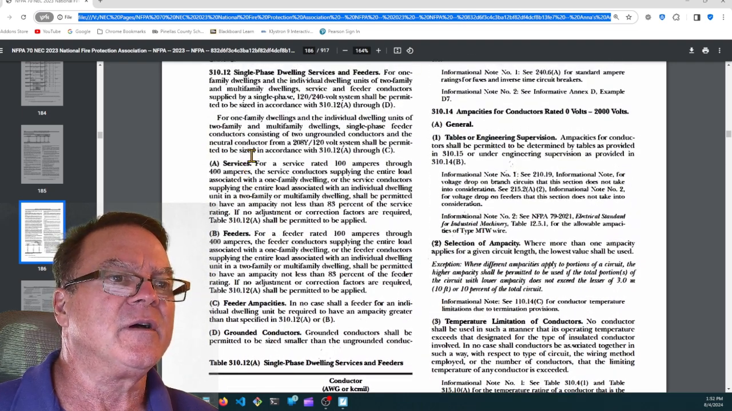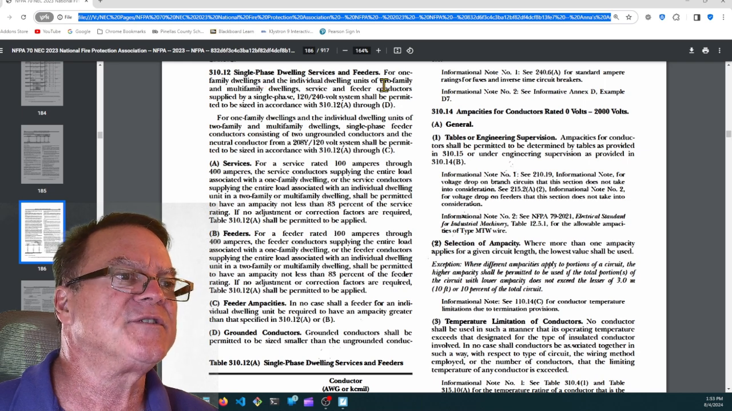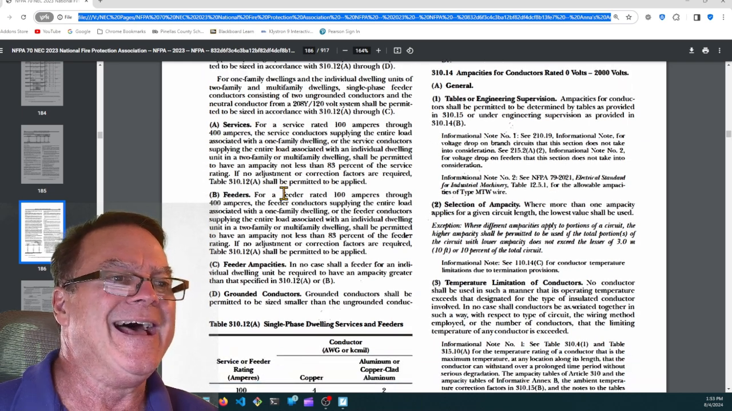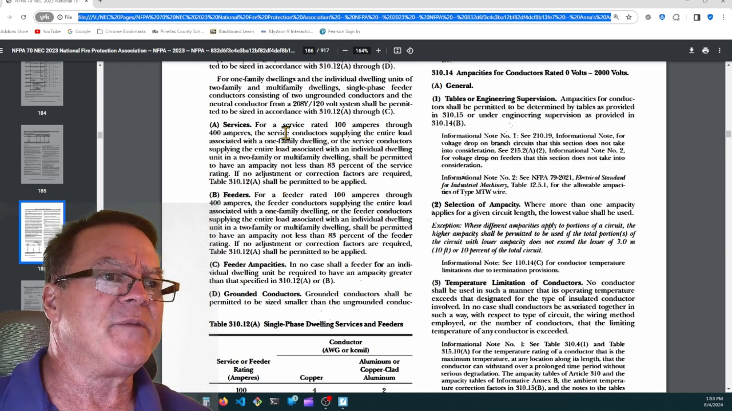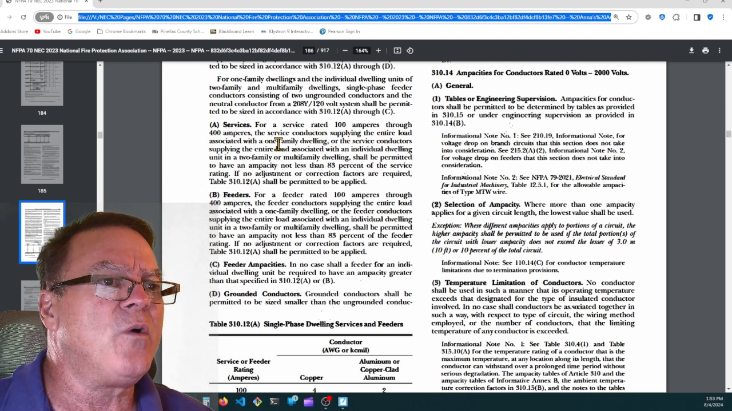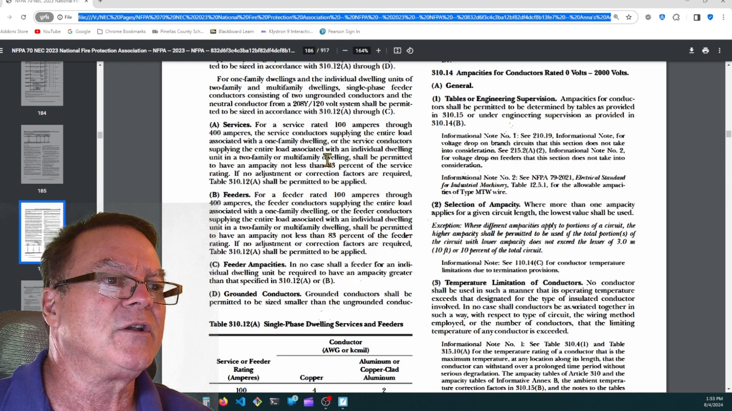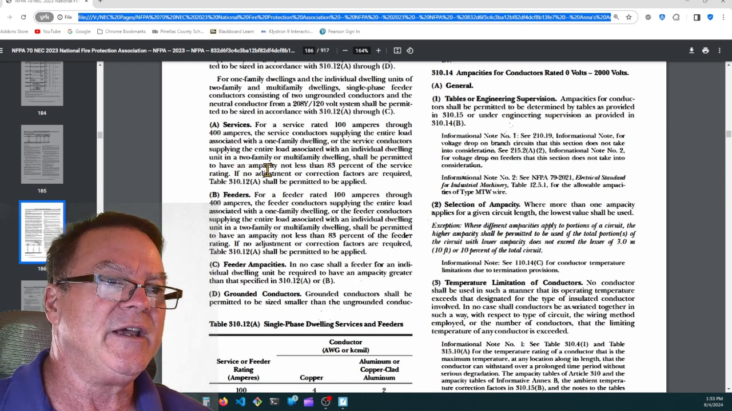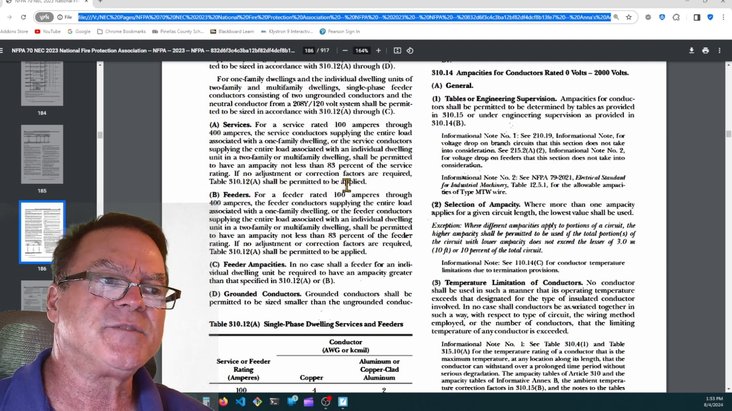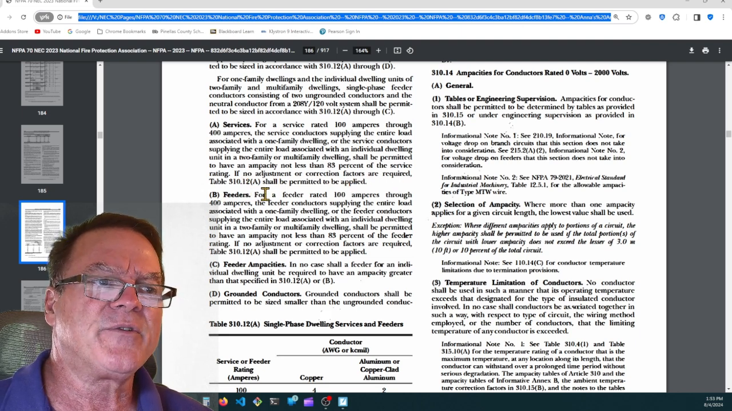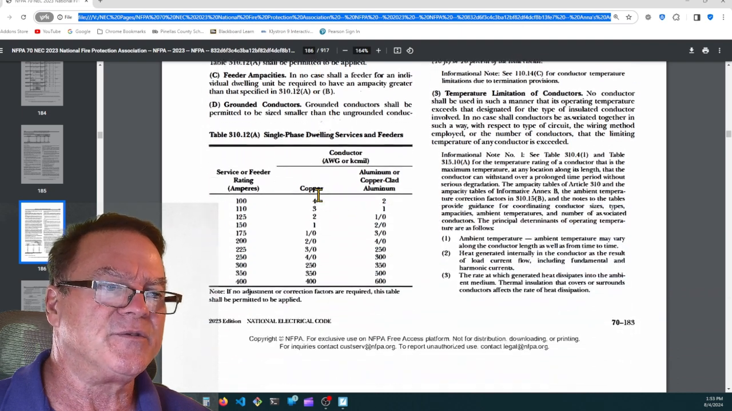Section 310.12, single-family dwelling services and feeders. They're telling us that we can use a slightly smaller conductor. I was telling you about this before, the 83%. It says for a service rated 100 amps through 400 amps, the service conductor supplying the entire load associated with one family dwelling, or the service conductor supplying an entire load associated with an individual dwelling unit in a two-family or multifamily dwelling, shall be permitted to have an ampacity of not less than 83% of the service rating. If no adjustment or correction factors are required, Table 310.12(A) shall be permitted to be used.